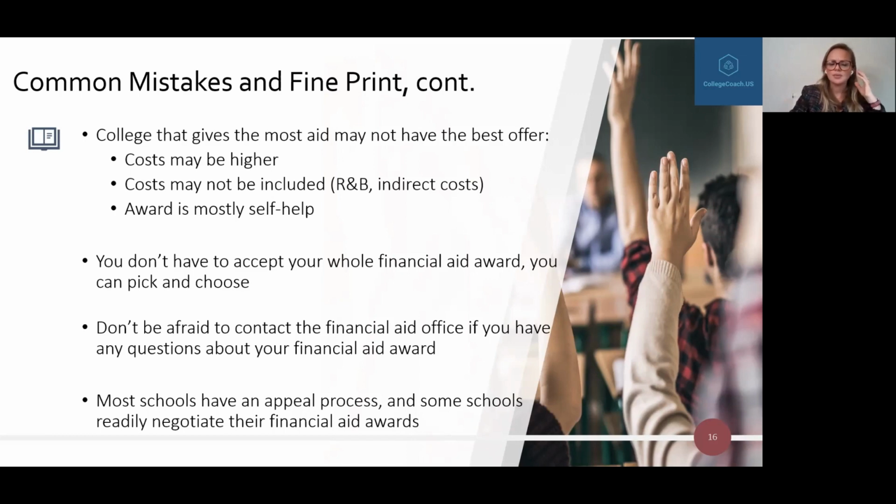And a lot of times, for some reason, families are afraid to call the financial aid office to ask questions. This is what the financial aid offices are there for. Especially at this time of year, they understand that part of their job is to answer questions about the awards that they're sending out. So you should never be worried that they're going to take something away. I've spoken to some families who ask, if I call and start asking a lot of questions, what if they start digging deeper and taking money away from me? No, that's not going to happen.